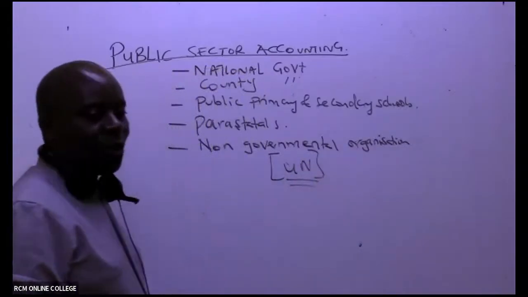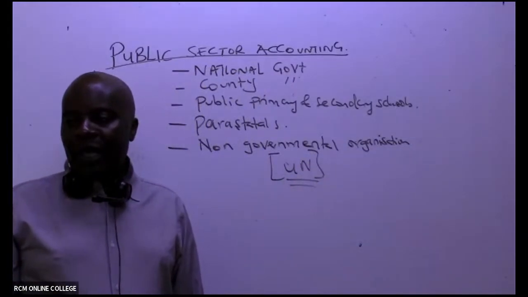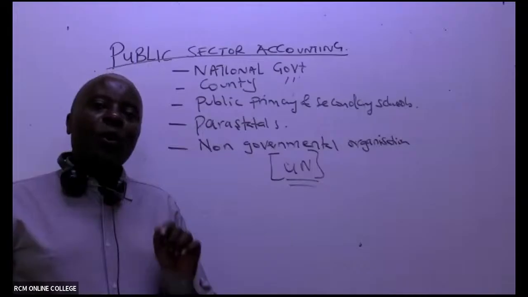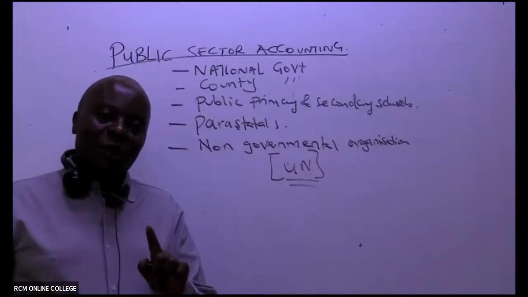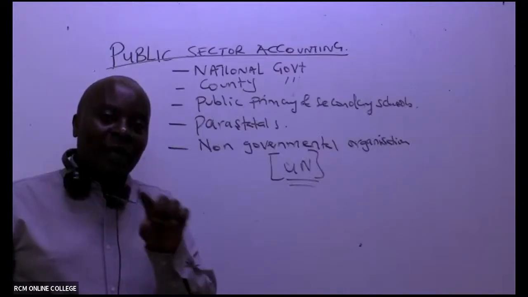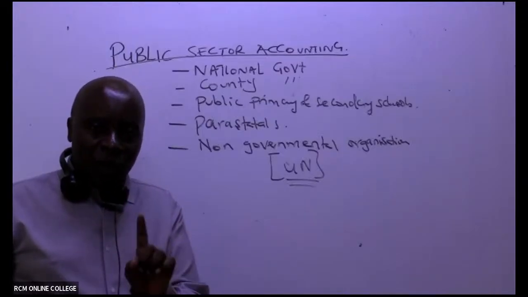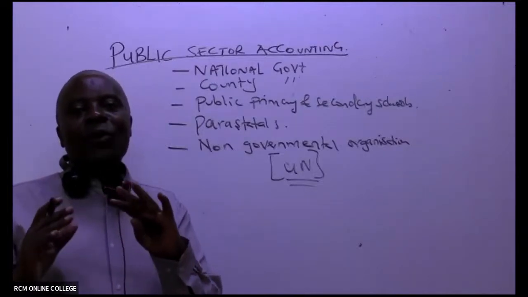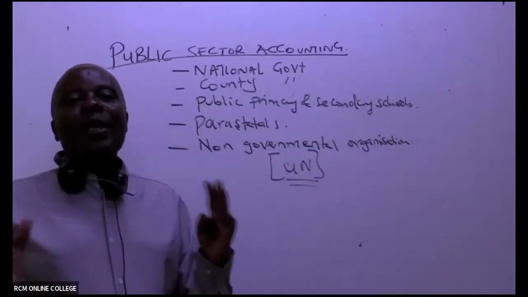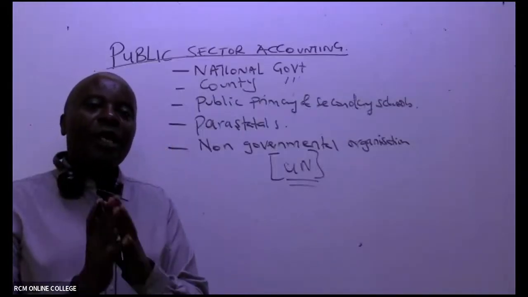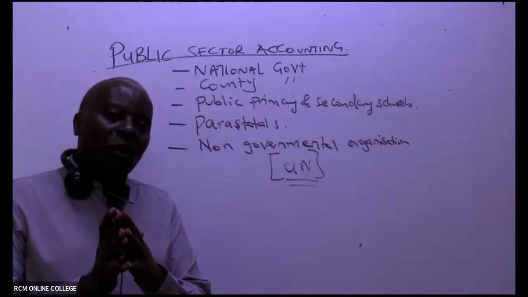If you look at the United Nations, when they are making their financial statements, they will be able to make them just the way the Kenya government makes its financial statements. Why? Because both are not for profit. The UN does a lot of humanitarian activities. When they get to a drought-stricken area, you can imagine how much it costs the UN.